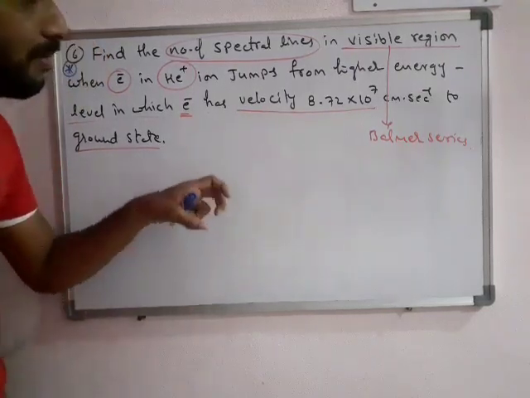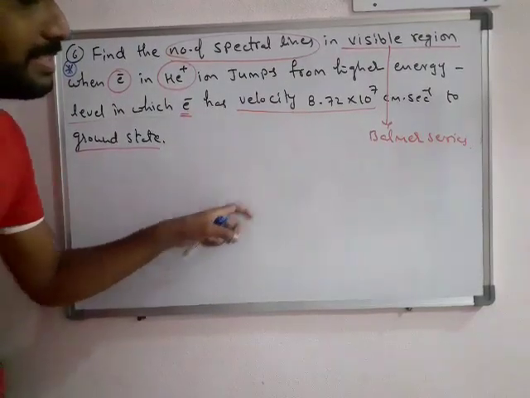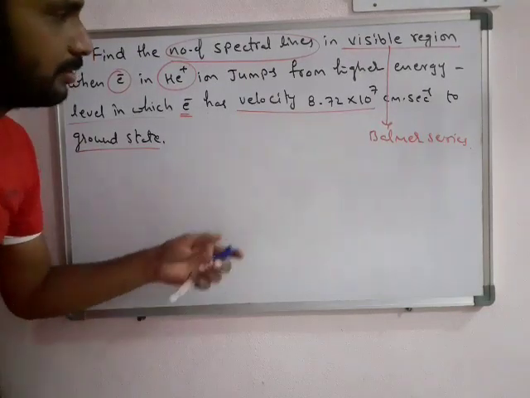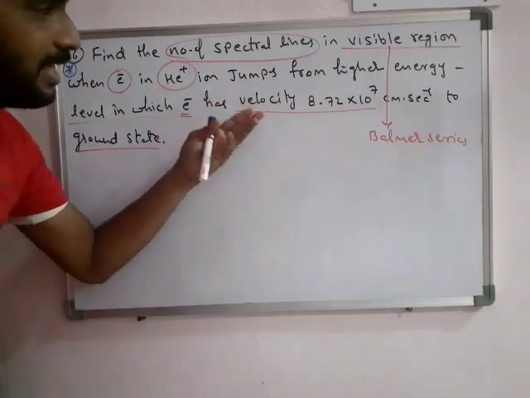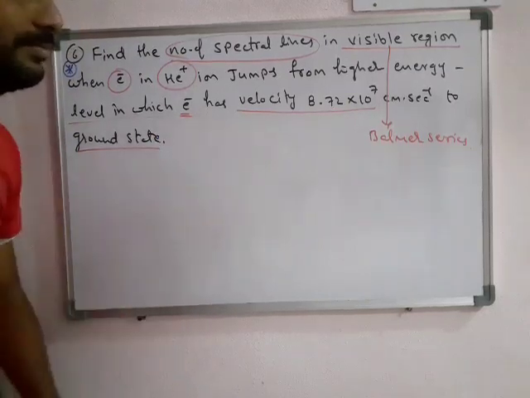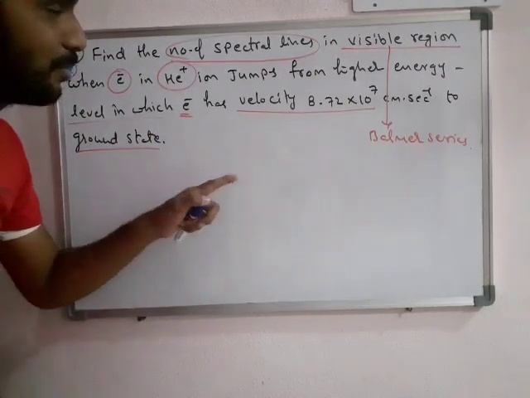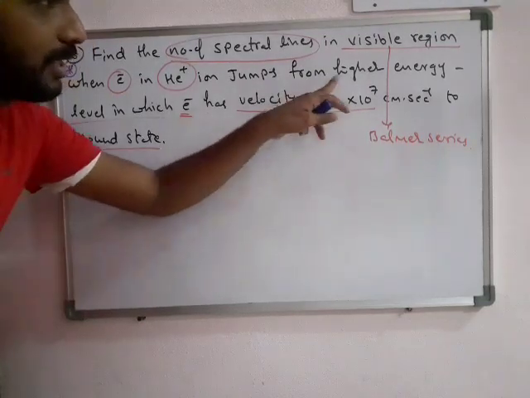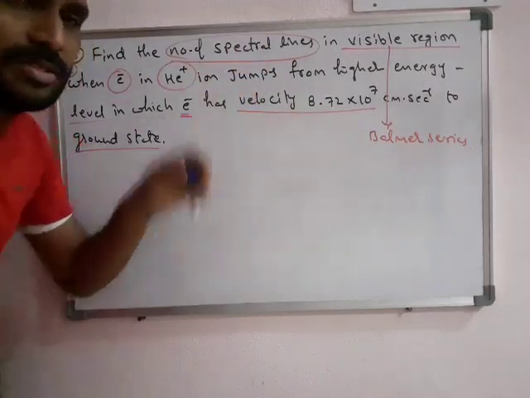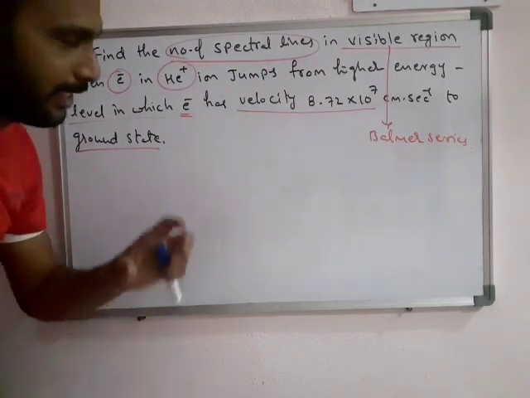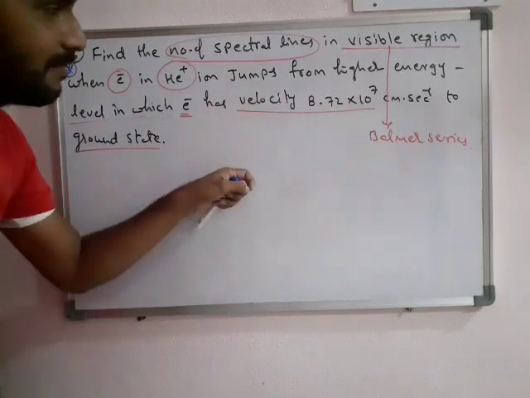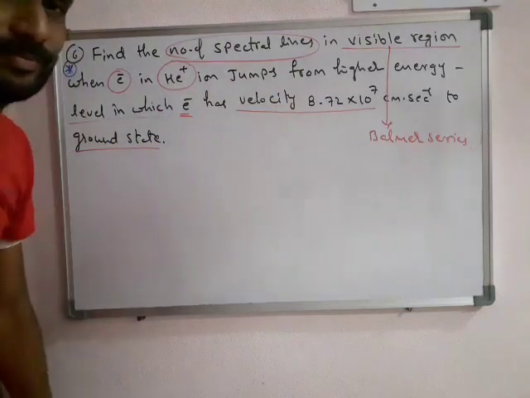But we need to find the number of lines present in the Balmer series. At which higher level the electron de-excited to the ground state, the value is not given. We need to find that number of orbit, that is the higher energy level from where the electron is de-excited to the ground state. But here a clue is given that the electron in that higher energy level has this much velocity.